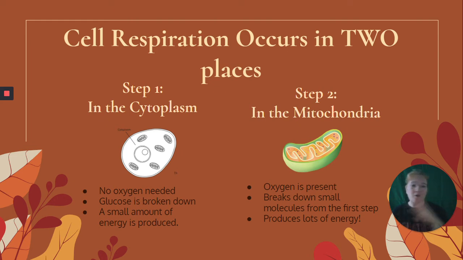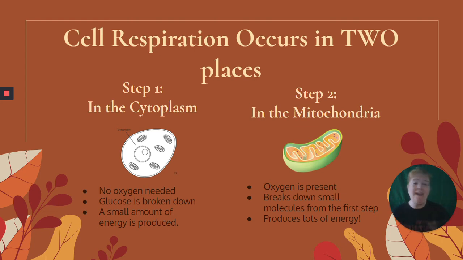So if a cell only has a cytoplasm and no mitochondria, that's all they can do, which is why those types of cells, which are called prokaryotic, usually tend to be extra tiny, because they can't produce enough energy to make a bigger cell. So any cell with a cytoplasm can do the first step.